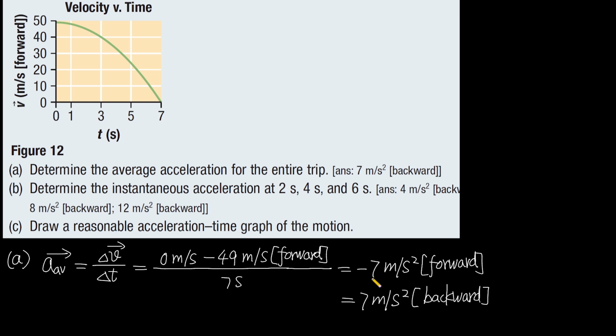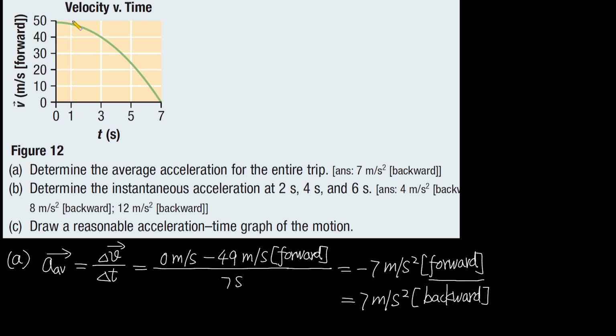So we know that the negative sign means that its actual direction is opposite to the direction at the end. So negative forward is positive backward. Then question B, determine the instantaneous acceleration. We know that the instantaneous acceleration equals the slope of the velocity time graph at the time point.